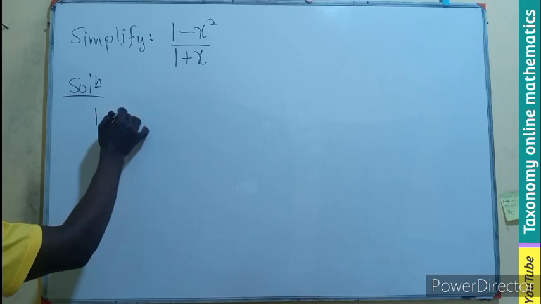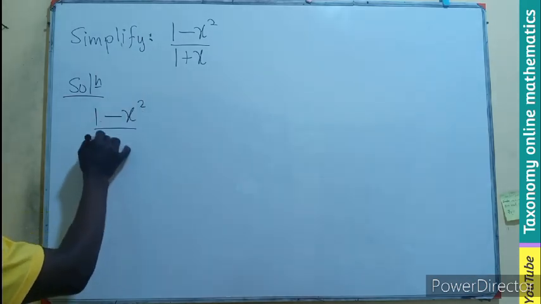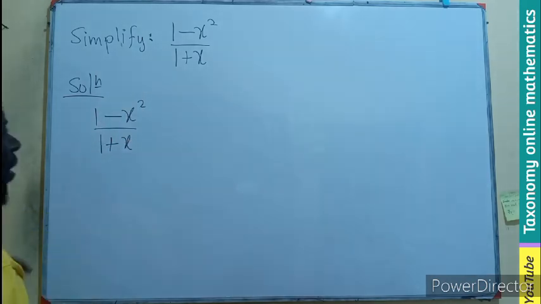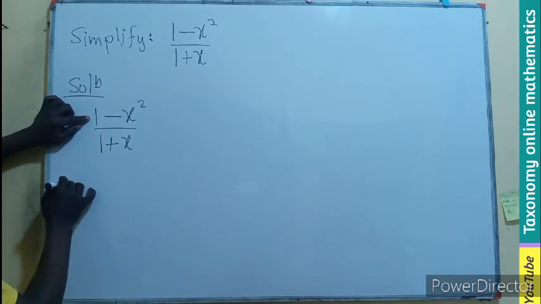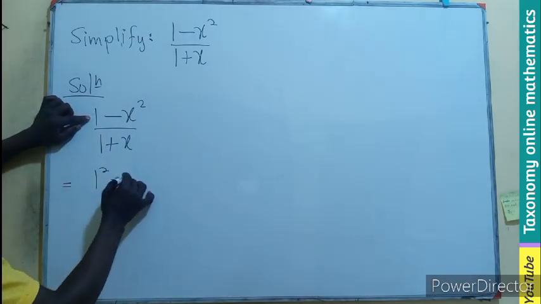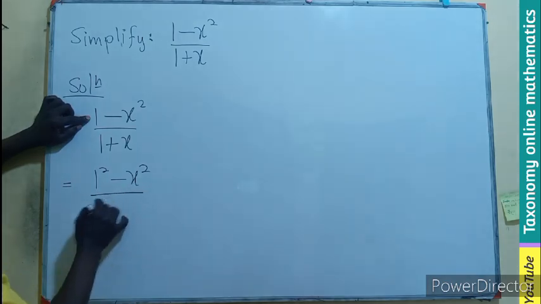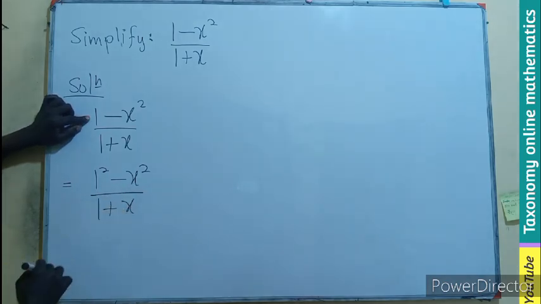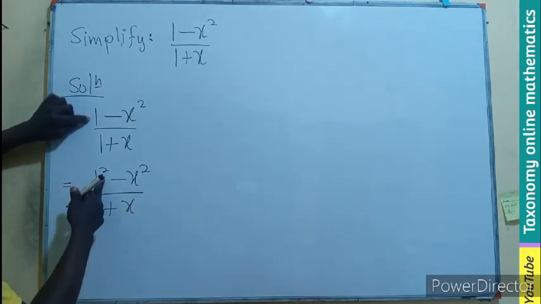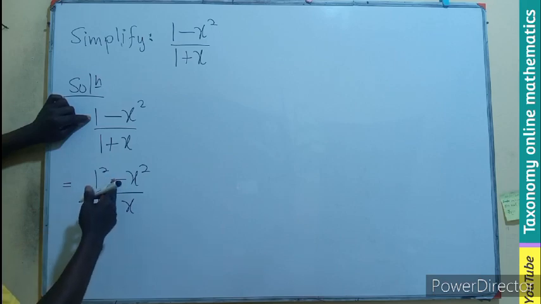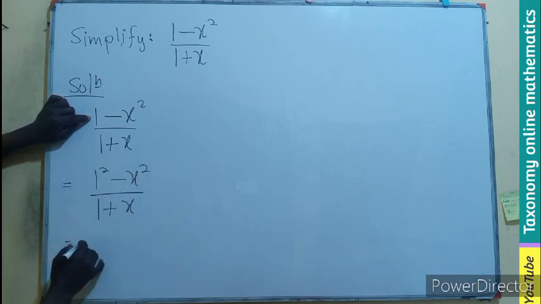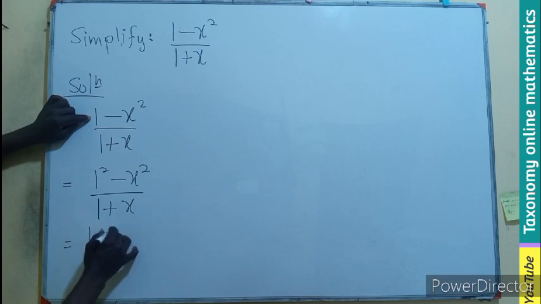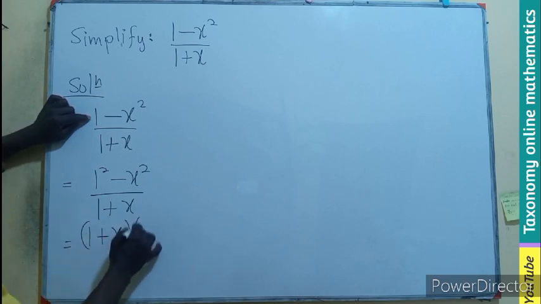We are having 1 minus x squared over 1 plus x. If we want to rewrite this, 1 is going to be, let's indicate it as 1 squared, minus x squared, over 1 plus x. The 1 squared will still give me 1. So I have a difference between two squares. And that can be factorized as 1 plus x in one bracket, 1 minus x in the next bracket.